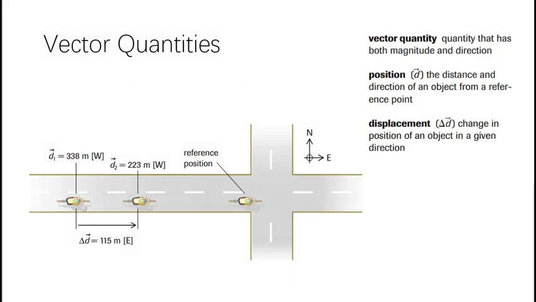Vector quantity refers to quantity that has both magnitude and direction. For example, position, displacement, and velocity are common vector quantities in kinematics. To illustrate this, let's say the position of the cyclist at D1 is 338 meters to the west of the reference position, and say after 2 seconds, the cyclist moves to this point, D2, and the position of the cyclist at D2 would be 223 meters to the west of the reference point. And therefore, the displacement of the cyclist would be the difference in these two numbers, plus the direction. So the displacement will be 115 meters to the east.